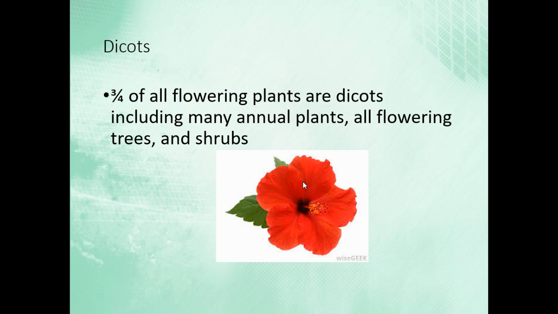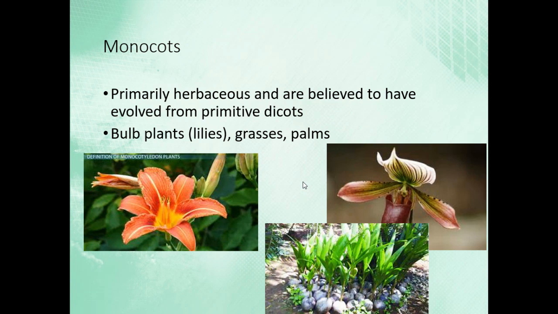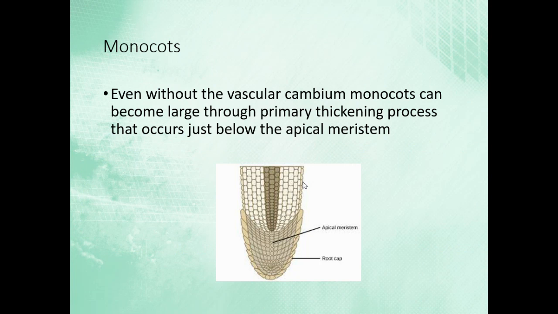Dicots are 3/4 of all flowering plants. It includes a lot of annual plants, all of the flowering trees, and the shrubs. Monocots are primarily herbaceous, and they're believed to have evolved from very primitive dicots. These are going to be your bulb plants like lilies, grasses, and your palms. Even without a vascular cambium, monocots can become large through a primary thickening process that occurs just below the apical meristem. So this is looking at its root. So the root is basically going to grow outward. It's going to get wider.